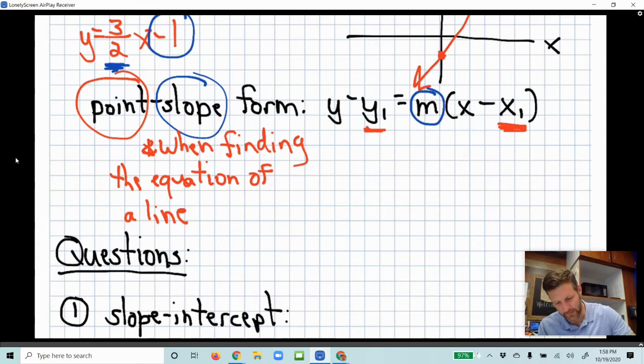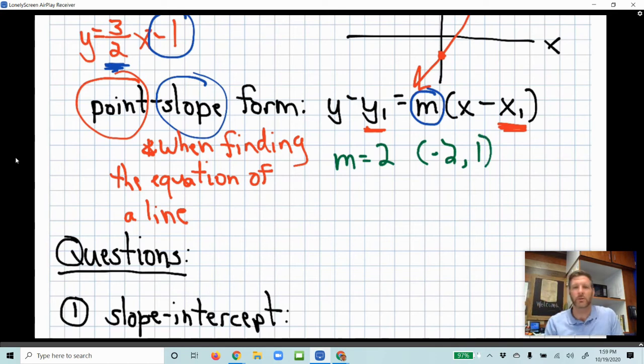I'll do this one in green to make it stand out. So say they tell me that I have a slope, we'll go with something easy, a slope of 2. And it's a line that goes through the point -2, 1. Keep the numbers small so our graph fits. Okay? And then they're going to say find the equation. They might say graph it, but no, they're going to say find the equation.